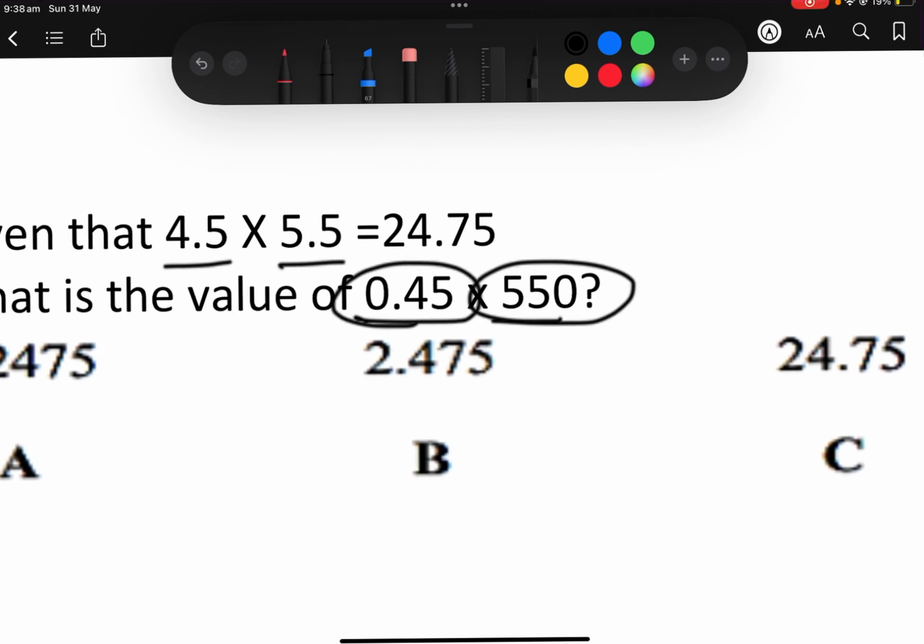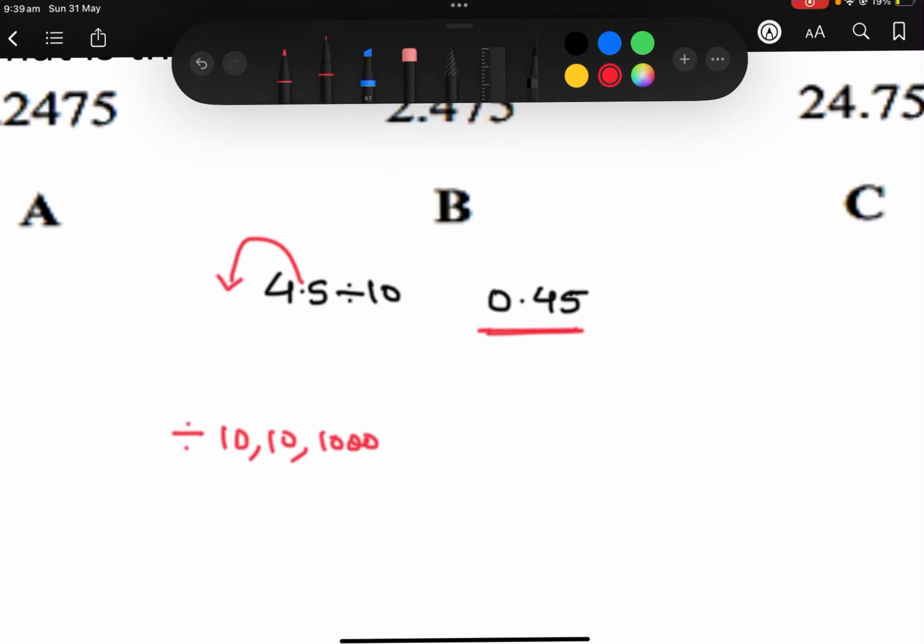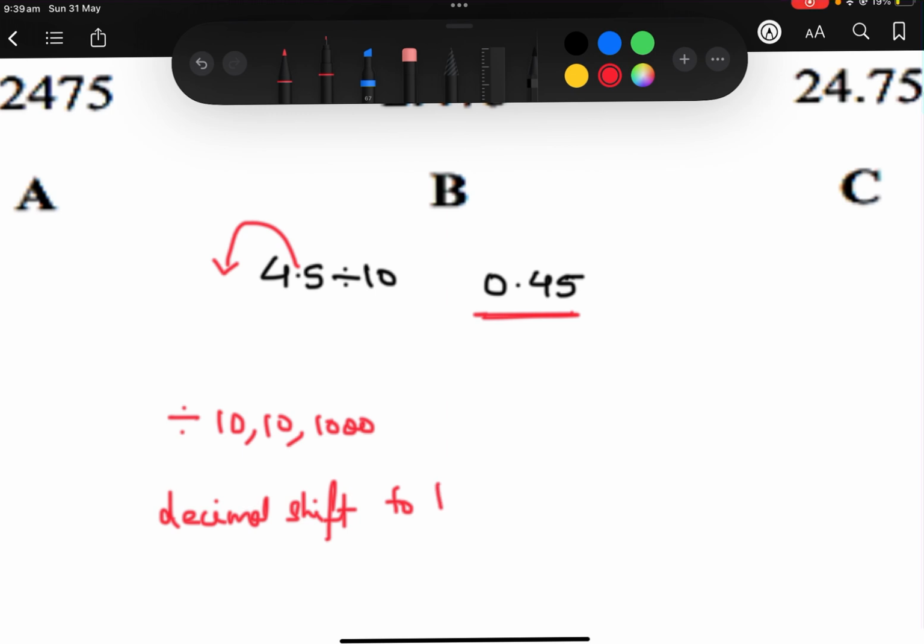In here, if you see, the 4.5 has become 0.45. And how does that happen? That happens when it is not multiplied but actually divided. When it is divided by 10, the decimal shifts one position towards the left. So that is exactly what has happened over here. When you divide a number by tens, hundreds, or thousands, the decimal shifts to the left.